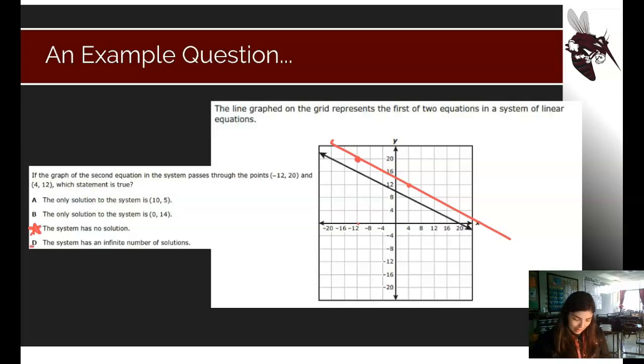It does not land right on top of each other, so it's not infinitely many. And if we were to plot these other two, (10, 5) would be right here, or (0, 14) would be about here. Neither of those are where the lines are crossing, so B and A don't make any sense. So we're guaranteed that this system has no solution, because they do not cross.